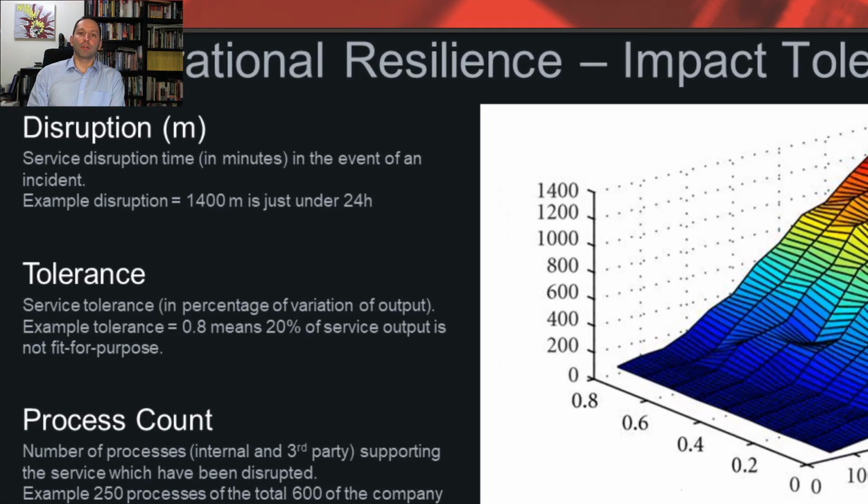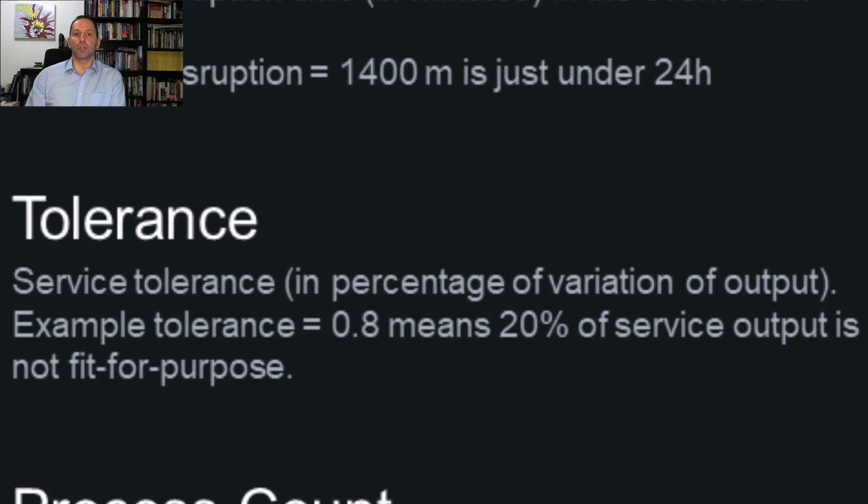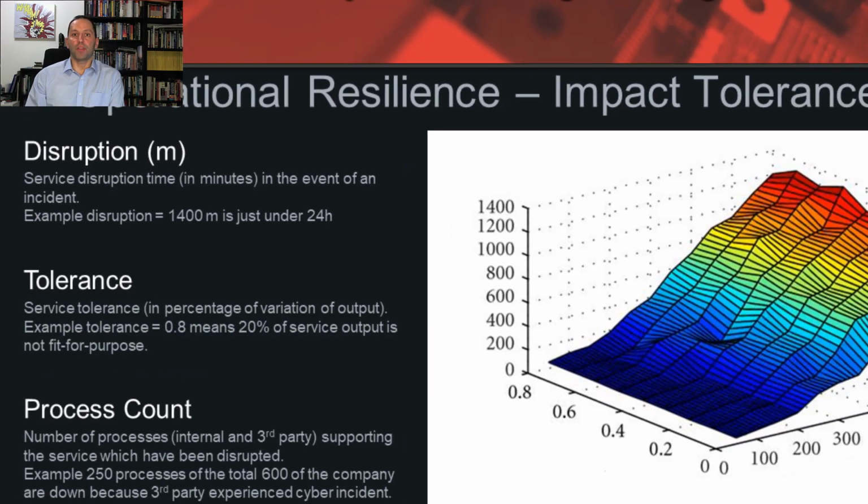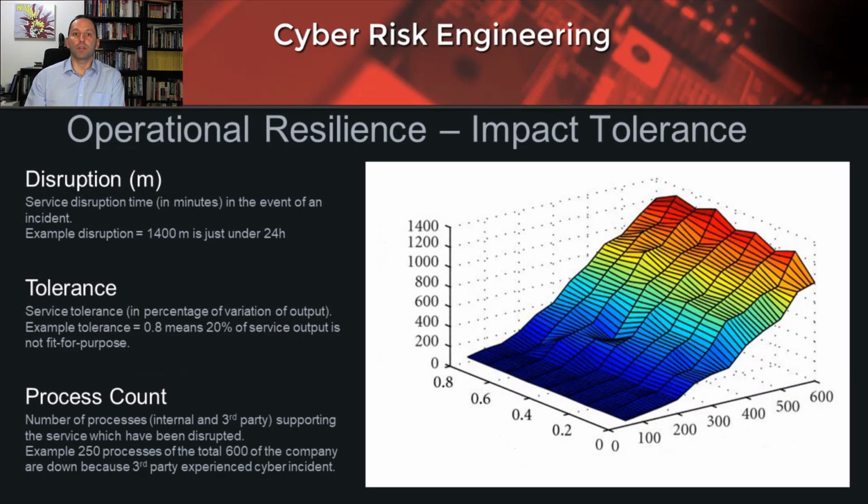Second, actual tolerance as a percentage of variation of output. Let's say that you have a service that produces a particular output, and then when it comes to actual tolerance, you're only at 80% of production. So imagine that you've got a production line of 100 items coming through and 80 of those have no defects. Then you're at 80% tolerance. So this is a really important measure in terms of understanding the quality of service that otherwise could be thought of as something binary, either on or off. So this is the second dimension.